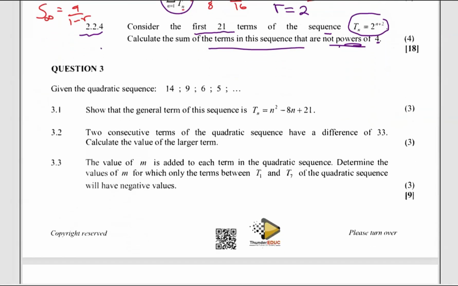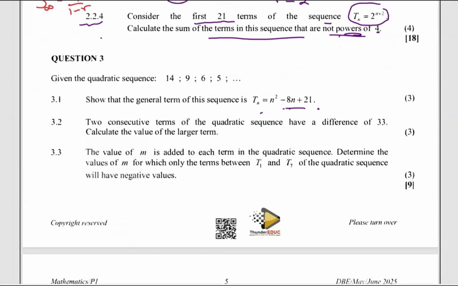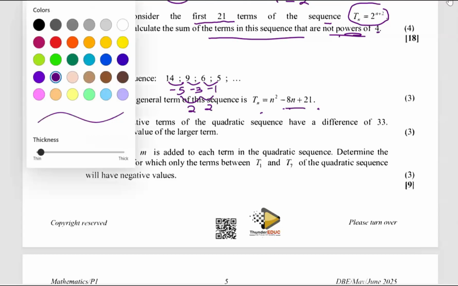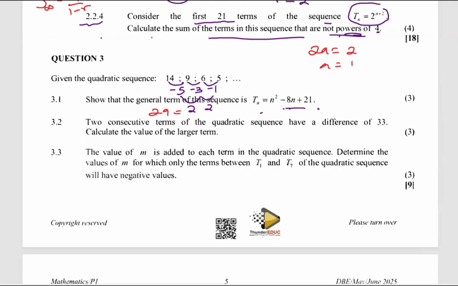They are telling us that given the quadratic sequence, can we show that the general term is given as this? So these are free marks, no? For as long as they give you the general term, we should be able to prove it. So this is going to be -5. This is going to be -3. This is going to be -1. This is going to be +2 and +2. So this +2 must be equated to the 2a. So we shall say that 2a is 2, meaning that a is 1, which corresponds.